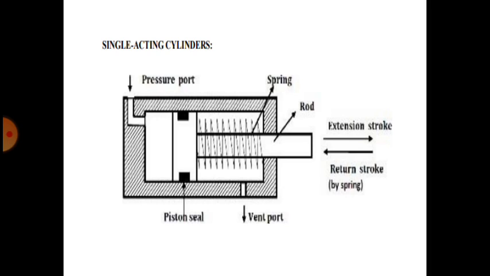A drain hole is provided in the cylinder at the rod end which is let out to the sump. This helps in removing the leaked oil across the piston seal. In the absence of the drain hole, the oil built up at the rod end will gradually reduce the effective stroke length.